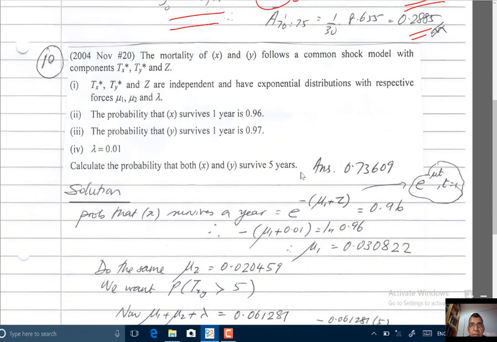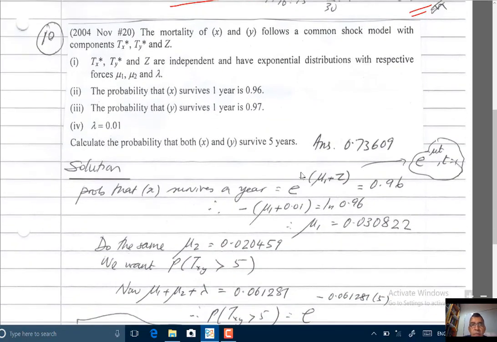Number 10, we have a common shock model. The mortality of X and Y follows a common shock model with components, I'm just going to call this Tx star, Ty star, and Z. They are independent and have exponential distribution with respective forces mu1, mu2, and lambda. Lambda they gave me 0.01.